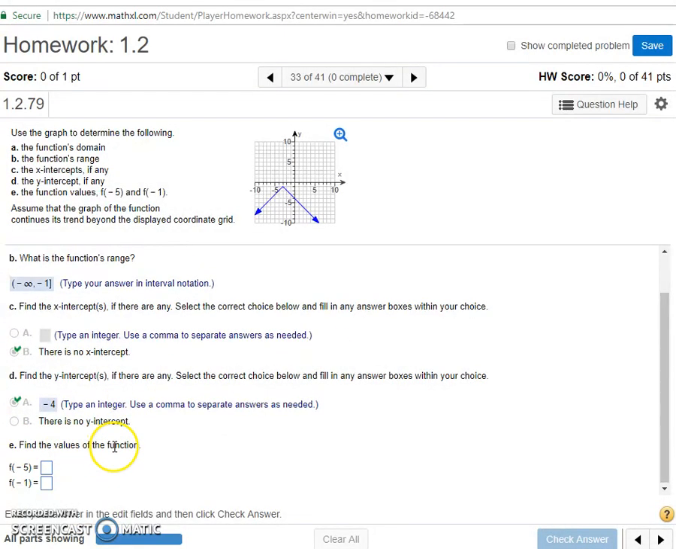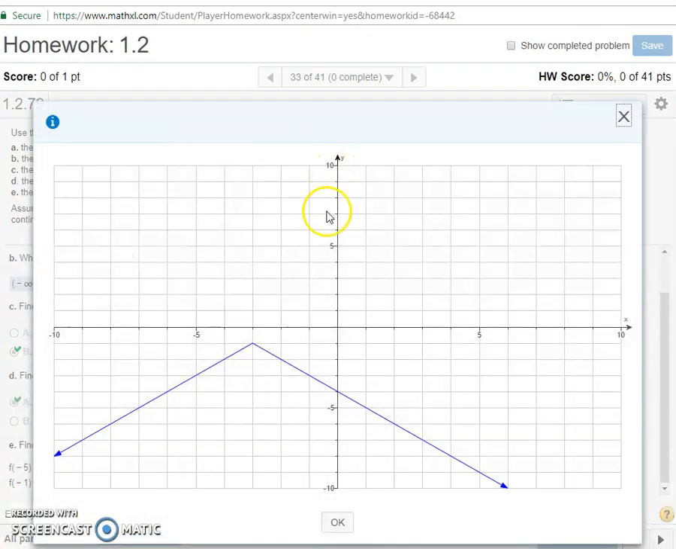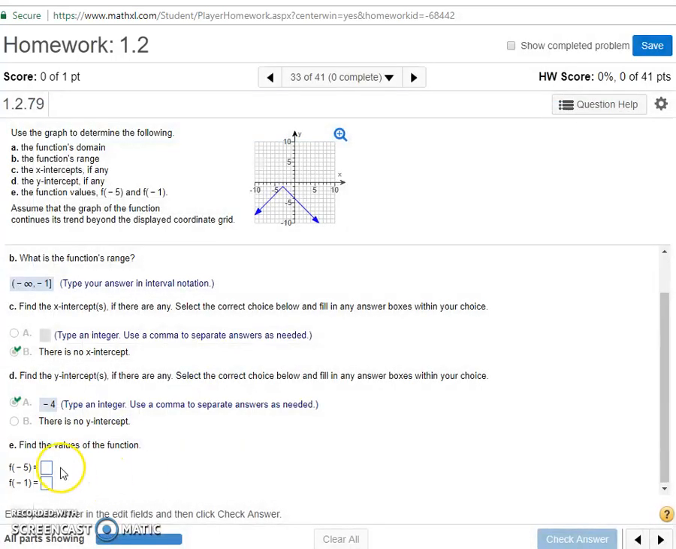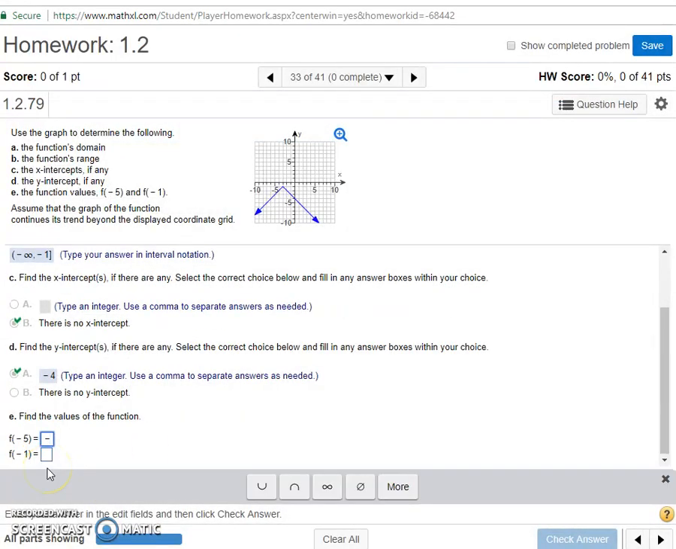Okay? The next thing says find the values of the function. Now this is using function notation. Remember, in the parentheses is our x value, and what we want as the answer would be our y value. So in the parentheses was the x value negative 5. If I go on my x-axis to negative 5, the corresponding y value is negative 3. So f of negative 5 is negative 3. This is the x value. The answer is the y value.